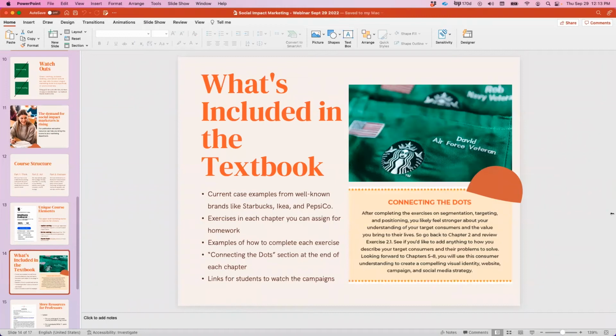There's also exercises in each chapter that you can assign for homework. There's examples for how to do these exercises. So there's an example of what an A+ submission would look like for that exercise. And then there's space in the book for the students to do it themselves.